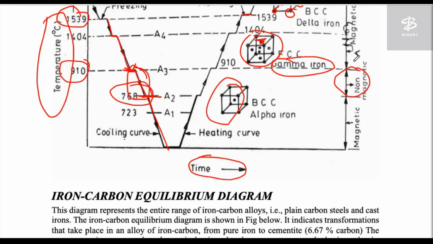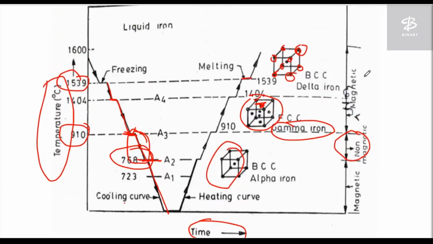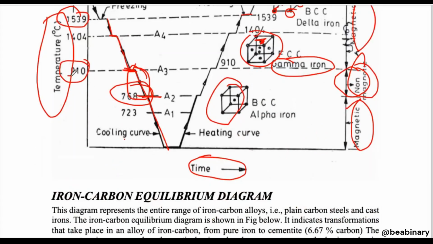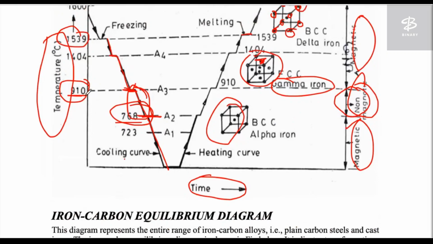As you can see on this left side, they all are magnetic, and only in this region it is non-magnetic. So what is the region? The region of 910 degrees C to 768 degrees C. Between these temperatures, whatever allotropes of iron we get are of non-magnetic nature. Got it? So keep in mind, once you reach 910, you have the alpha iron of BCC nature.